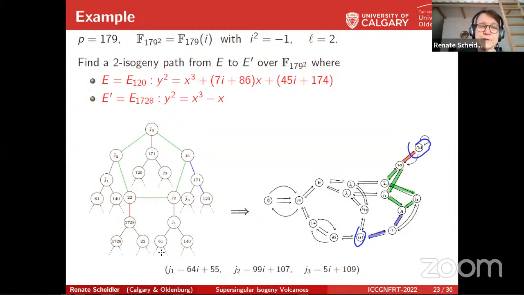In the oriented volcano, this looks very beautiful. Here's your 120. You walk up this blue piece. You walk up this red piece. Happily, they're on the same rim, so you connect them up on the rim. You see these vertices all have numbers, 17, 28, 22, 61, and so on. Those are the j-invariants, but some of them are written as j1, j2 and j3. Those are j-invariants defined over F_p squared. I didn't want to write them into this picture because it's already messy. So we're going to work on the left side here, and that finds us the path on the right side. Okay, so let's get started.